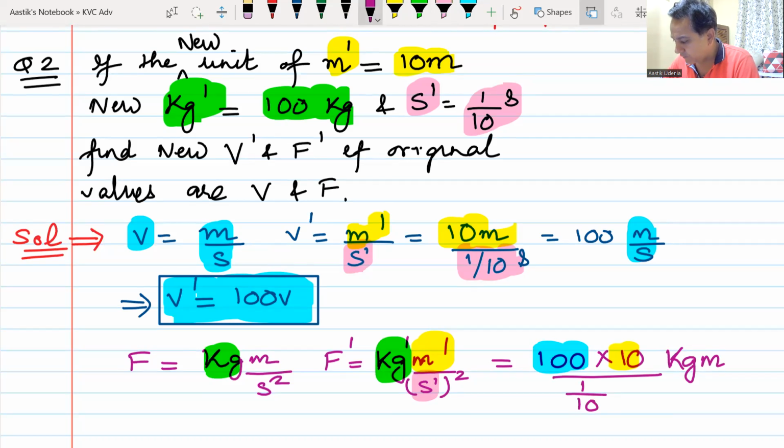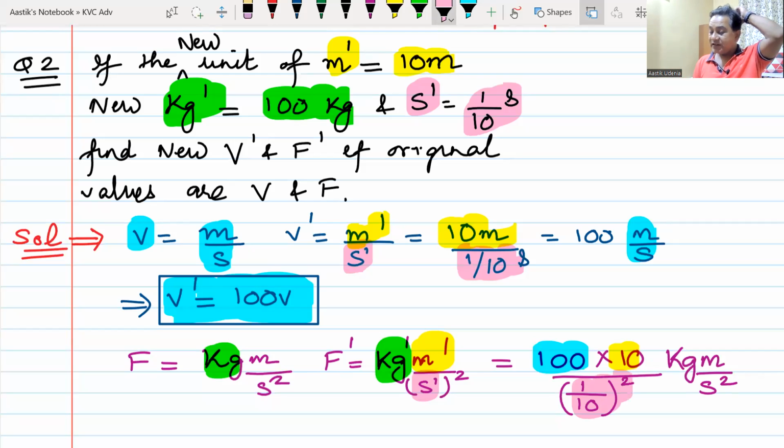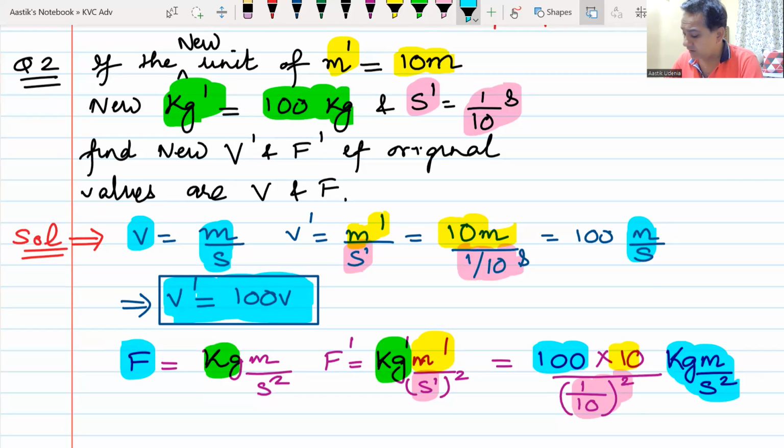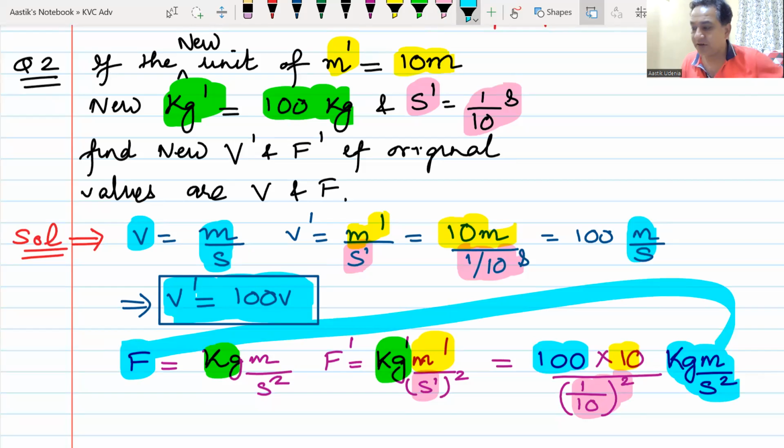Well done, my dear friend. 1 by 10 whole square, and in the denominator I get second square. I hope everyone understands what I'm saying here. Yes, sir. Then I look here on the blue thing. This blue thing that I've got here is nothing but your old force.